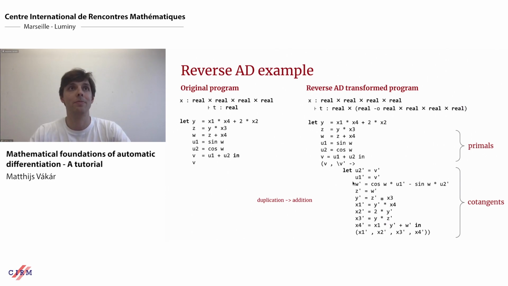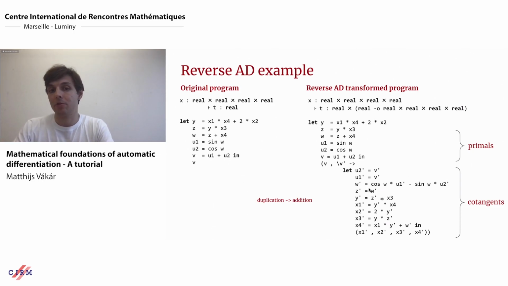and then we go through the program in reverse, really. And we see that at each step, we apply the chain rule and we replace a primitive operation with its transpose derivative.